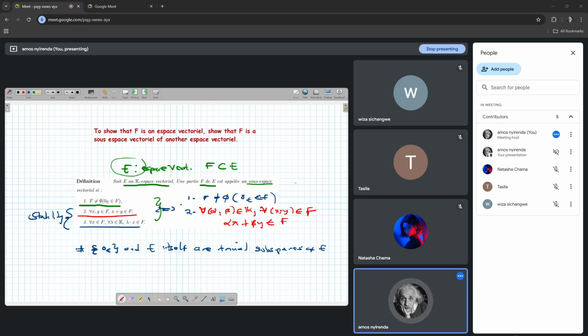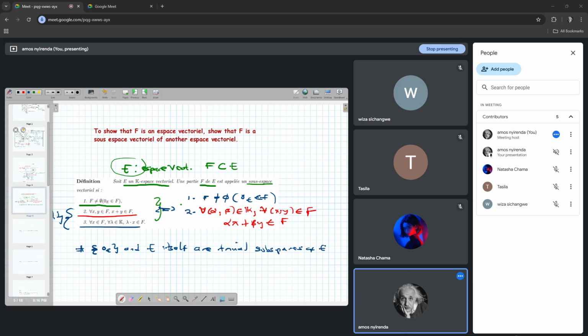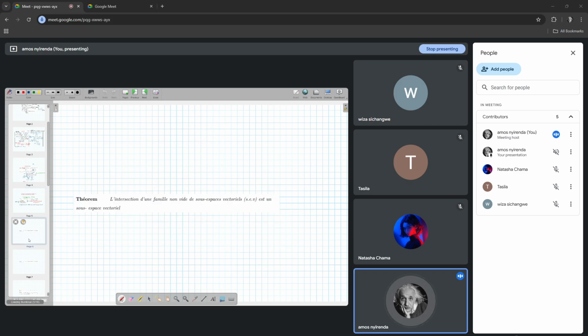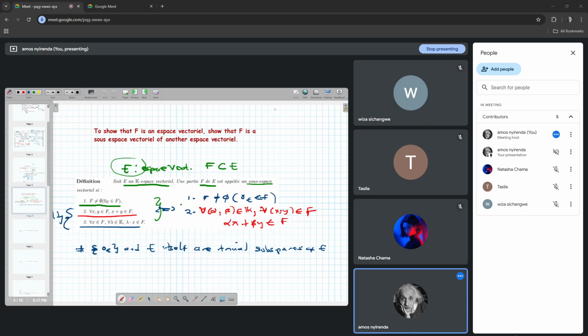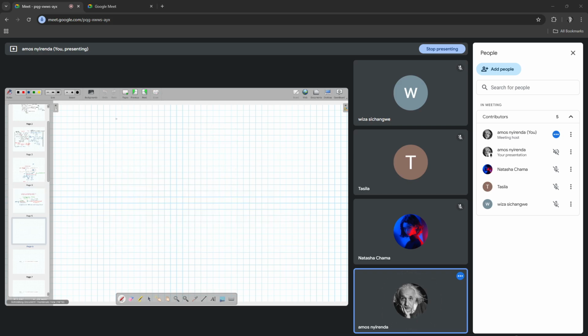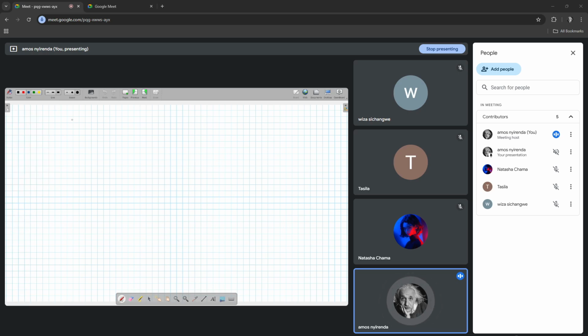Now let's look at an example to better understand what is happening here. So let me create a new page like so, and let's look at an example. Let's say we have E. Here our E is R squared.